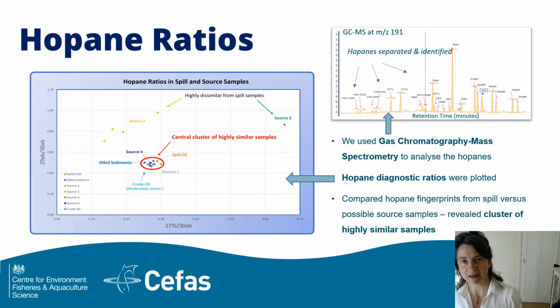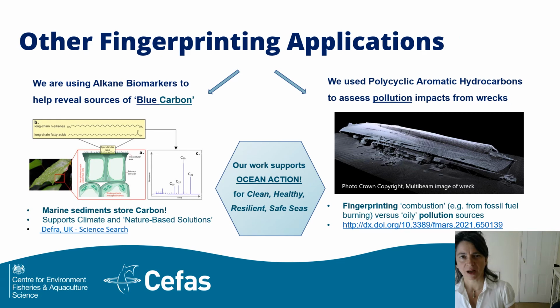So we compared hopane fingerprints of spill samples to hopane fingerprints of possible source samples, and this revealed a cluster of highly similar samples in the centre of the plot, circled red on your screen. Thus, we identified the true pollution source, and in this case, this turned out to be fuel oil from a ship.